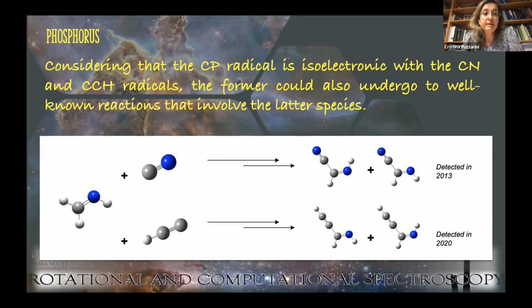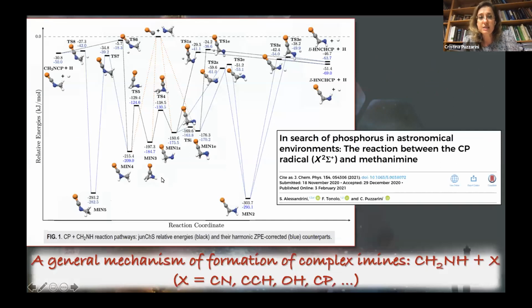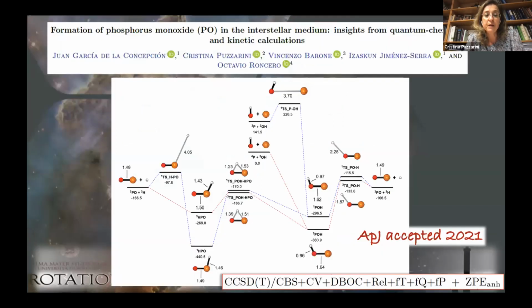my PhD student, Silvia Alessandrini, thought, well, maybe the CP radical performs like the CN. And indeed, you see the reaction path is really similar. And so she also accurately characterized from a spectroscopic point of view, computationally, the potential product of this reaction.